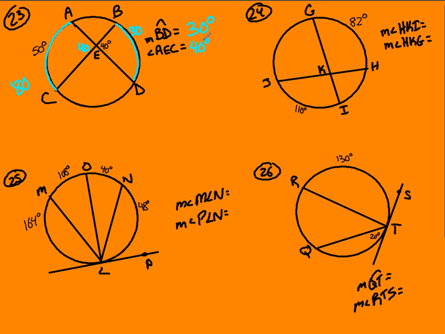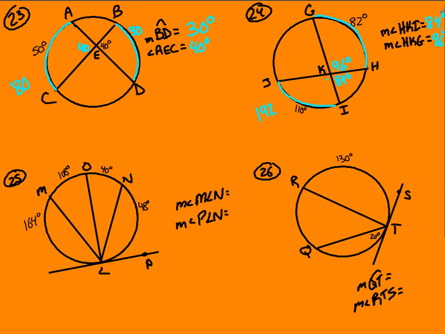For number 24, what we're looking at here, 110 plus 182 gives you 192 for a total for these two arcs. That means that the angles inside here must be half of that. So the measure of HKG here will be half of that, which is 96 degrees. So that's this answer, 96 degrees. And then HKI, well, they need to form a linear pair. So that means this has to be 84 because they need to add up to 180 degrees.